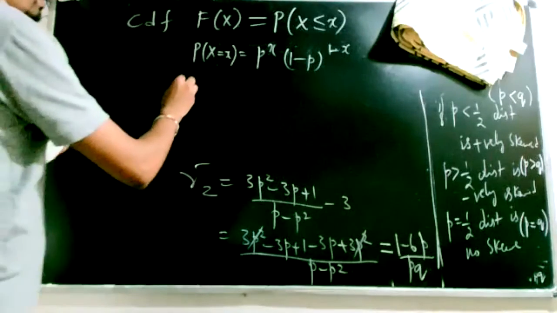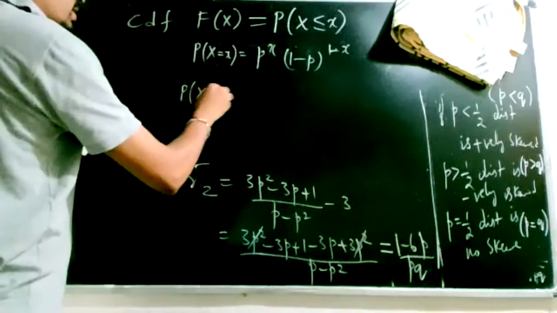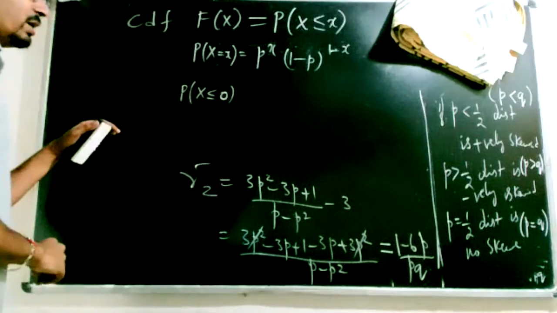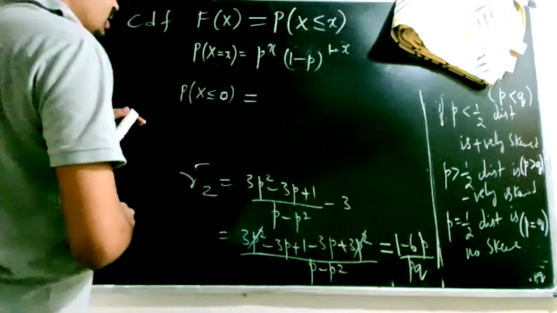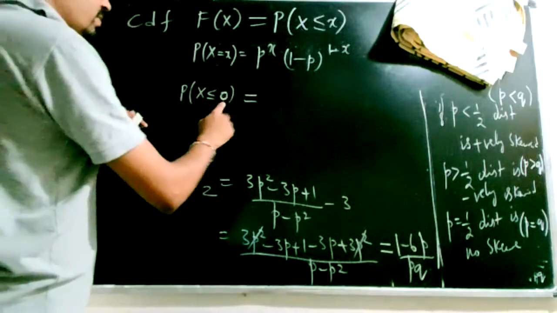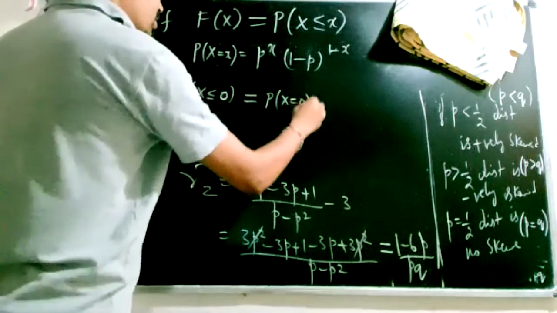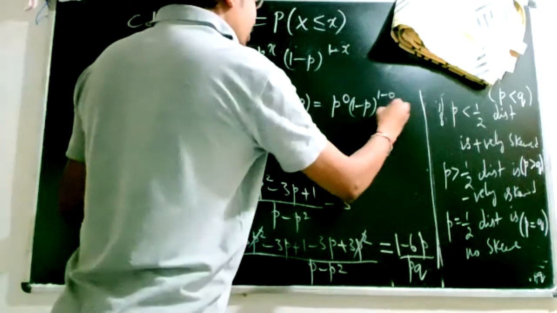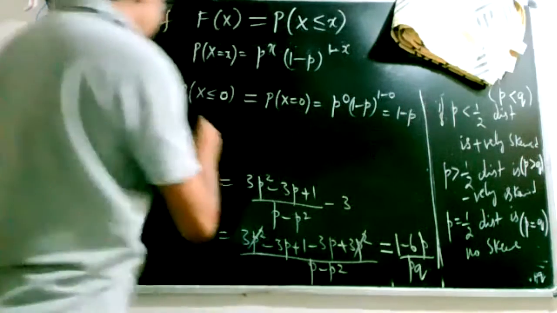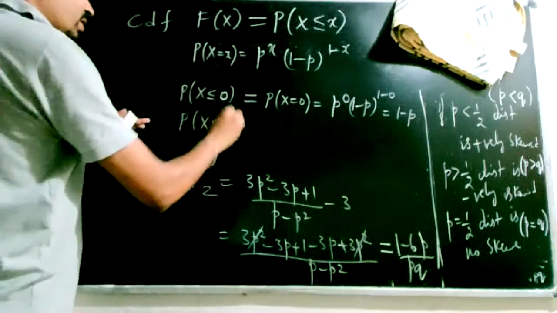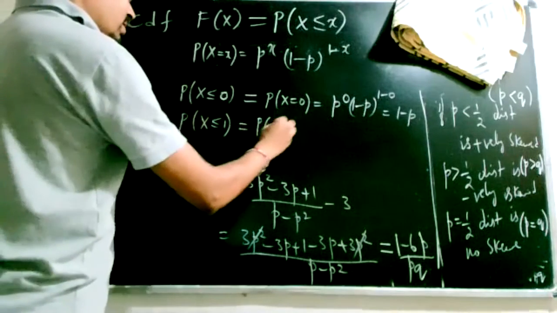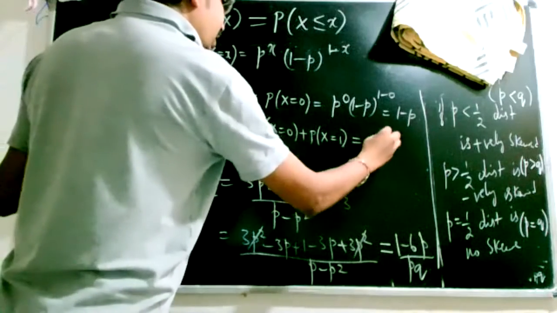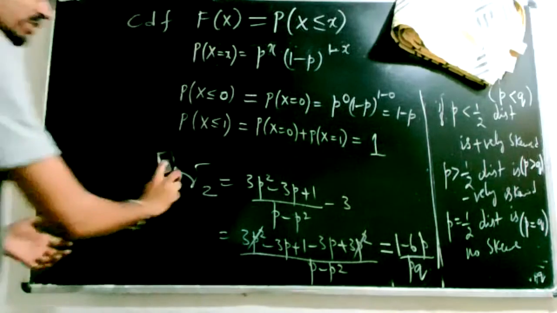So when I say P of X less than or equal to x, for x less than 0, there is no value, because my values of x are either 0 or 1. So there is only one case, which is x equal to 0. So this will be p to the power of 0, 1 minus p to the power of 1 minus 0, which is equal to 1 minus p. And the next case is P of X less than or equal to 1. So this will be same as P of X equals 0 plus P of X equals 1. So we know that the total probability is 1. So that comes to 1.